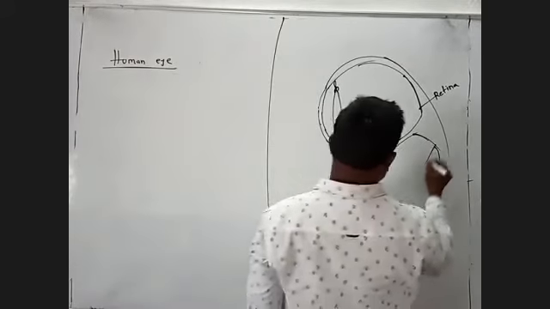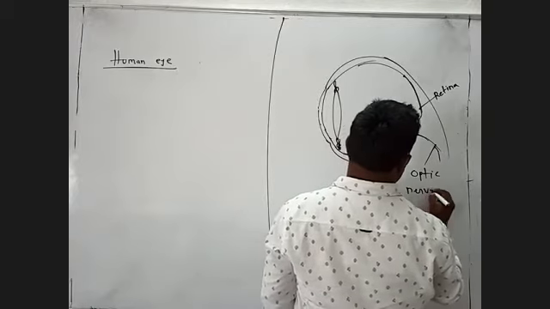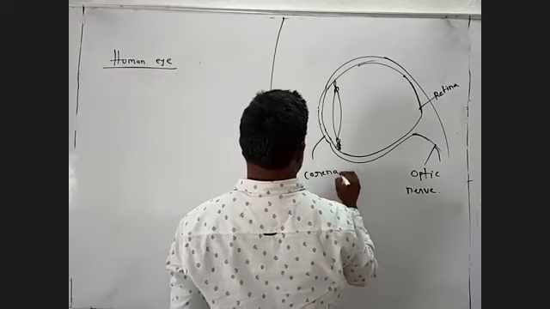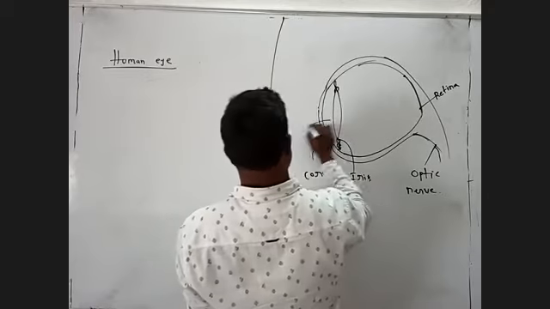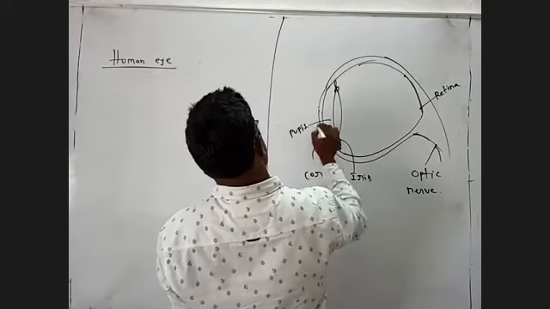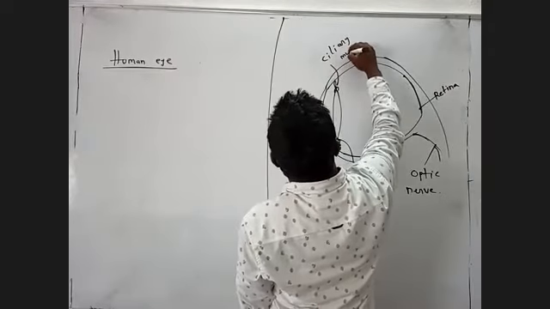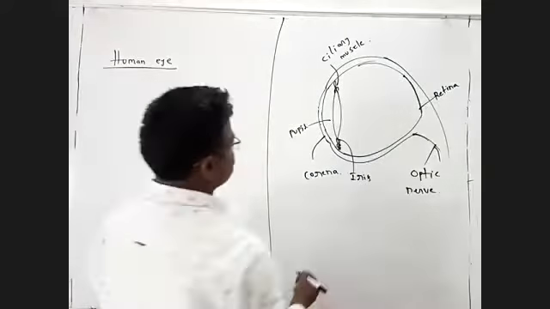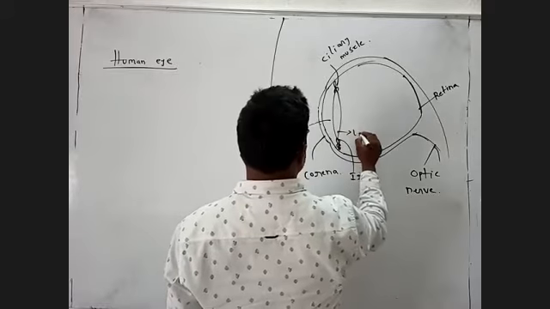This is the optic nerve. Optic. This is the cornea. This is the iris. This is the pupil. This is the ciliary muscle. Ciliary muscle. This is the lens.